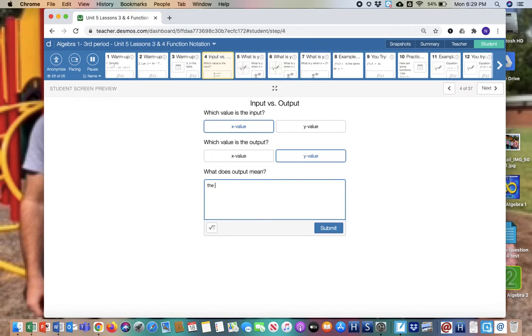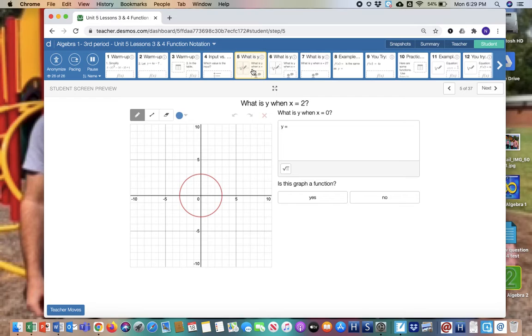It's the value of y, basically, from an equation or an expression, as a result of an input. So we put an x value in, we get a y value out. For instance, right here it says, what is y when x is 2? So we go to where x is 2, what's y?